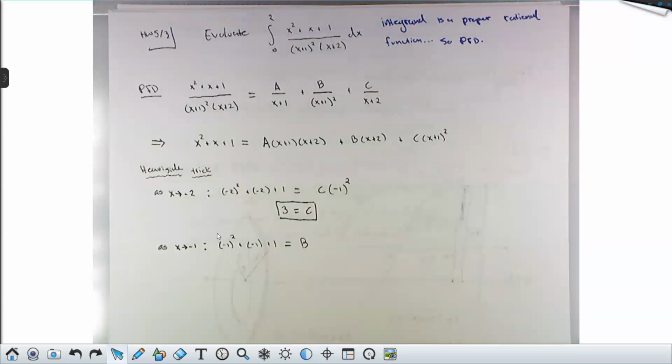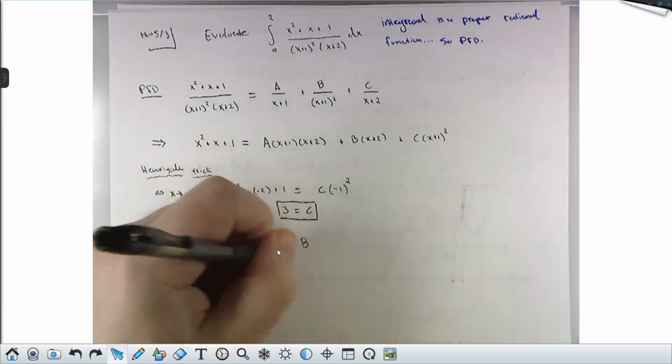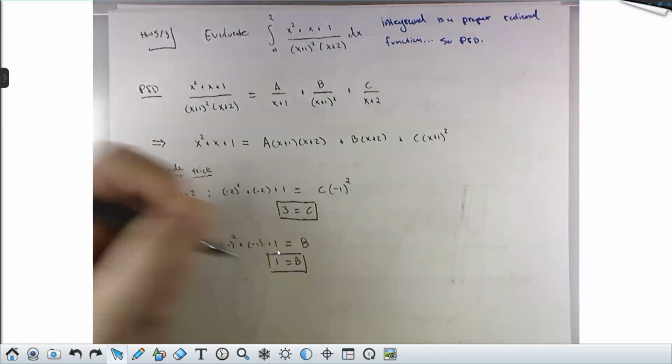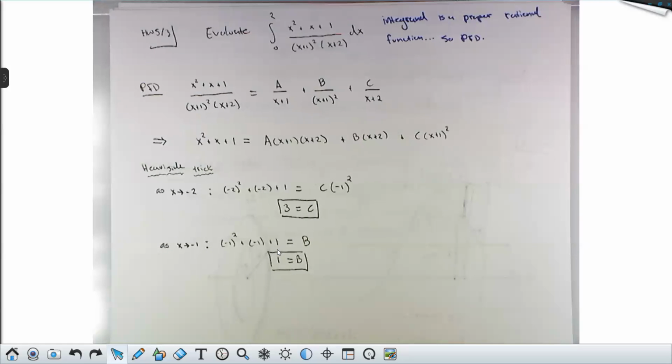On the left-hand side, as we clean this up, I've got -1 squared, which is 1, -1, which is 0, plus 1, which is 1. So b is just 1. I've got b and c. There is no nice way to get a. We cannot get a out for free using the Heaviside trick. But I can plug these numbers in.